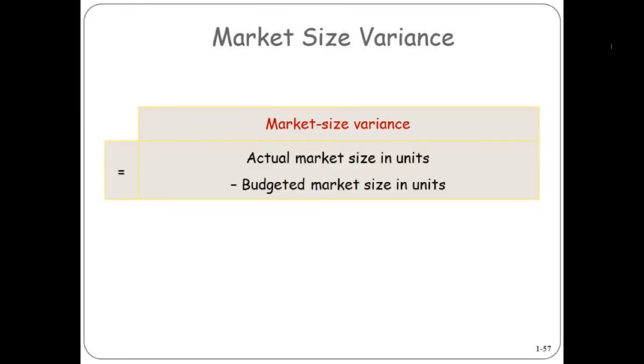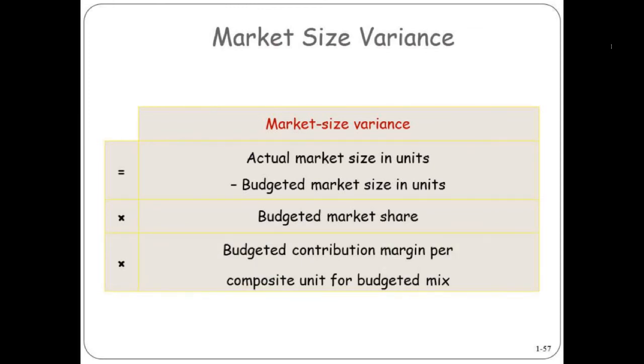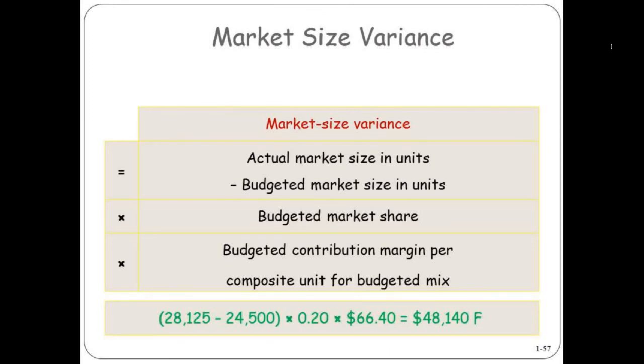The market size variance says you use the actual size versus the budgeted size. We know it's a bigger market. And you multiply that by what you budgeted your market share to be, 20%. And then you use that weighted average contribution margin. And that is 48,000 favorable. Not a surprise. The market size was growing. You expected to make more money. So you have the 78,000 or whatever that was, 74,000 unfavorable, and the 48,000 favorable.